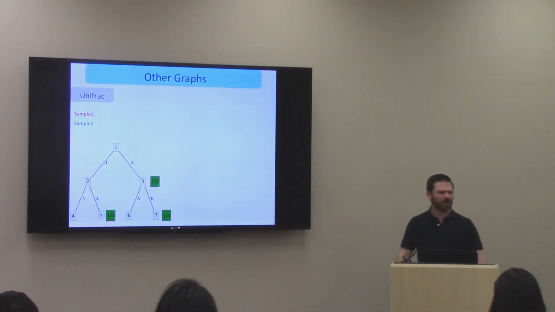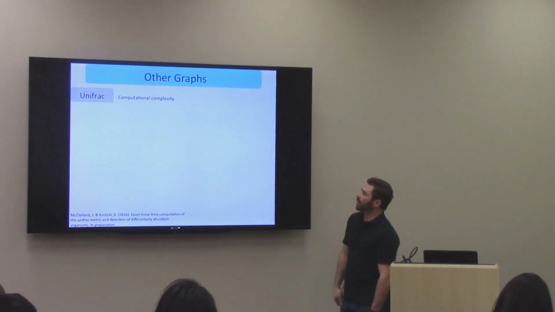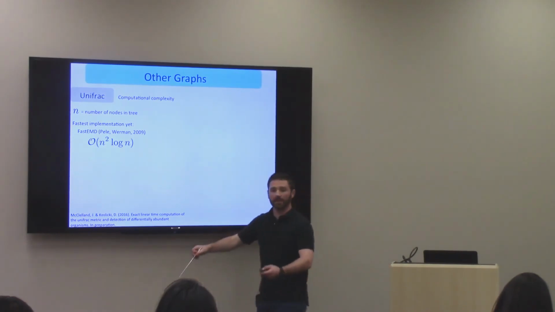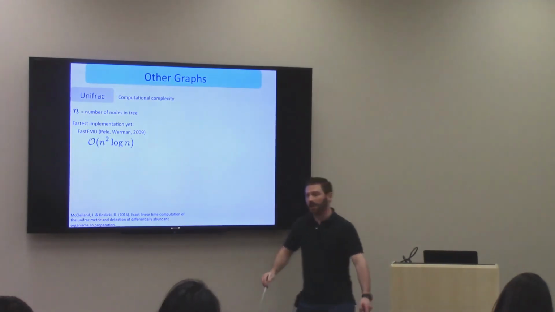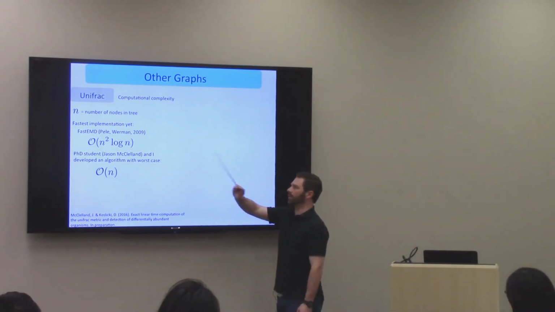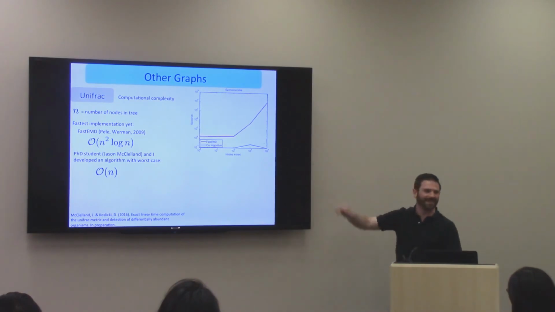Hey, didn't we just talk about that? This was the Earth mover's distance. So it turns out that you can do this in a more computationally efficient fashion than people have done before. If n is the number of nodes in the tree, the fastest implementation of EMD so far is like n squared log n. With one of my PhD students, we were able to reduce this to an algorithm with worst-case linear performance, which is kind of cool because then you can show plots that look like this. And it's like, woohoo.